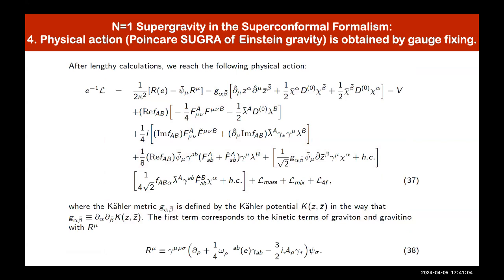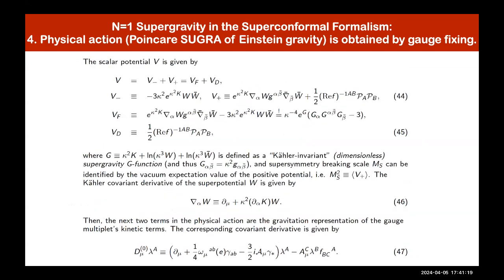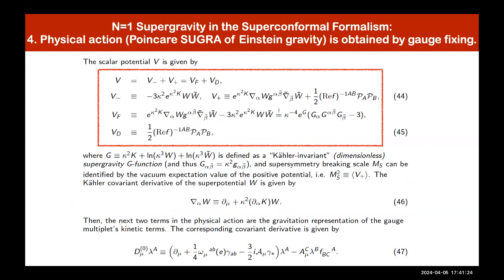So in the end, the physical action can be described in this form. We have some Einstein-Hilbert actions, and the other bosonic and fermionic interactions. The details of the scalar potential forms is this. This is the superpotential, and this is defined by this guy, and the K is the scalar potential of the definition here.